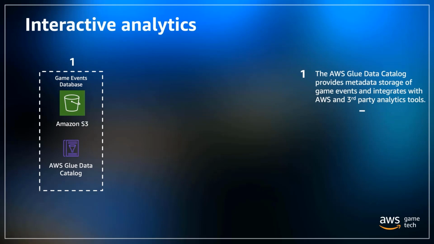So first is where we have all of our data sitting in Amazon S3 once it's been ingested. And then what we're doing here is we're using AWS Glue, which is a service that allows you to catalog your data and perform ETL or extract, transform, and load in a serverless fashion. So here we're using a feature of Glue called the Glue Data Catalog, which provides persistent metadata storage of game events, and it also easily integrates with other AWS services, which is nice.